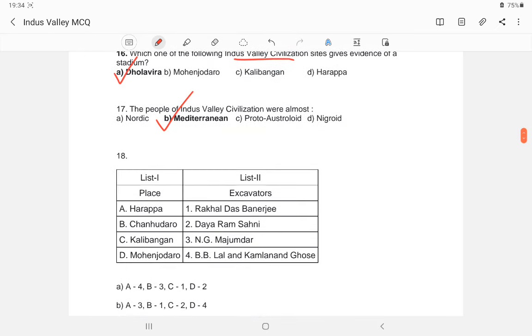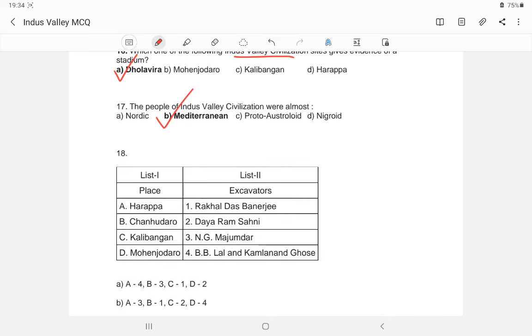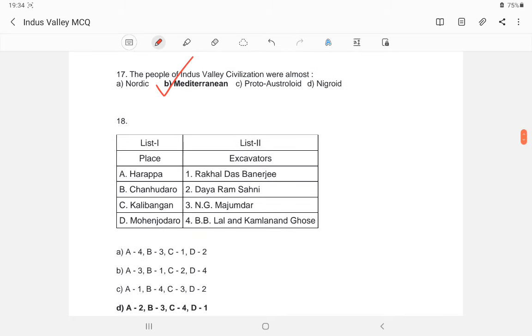Next, who excavated Harappa? It was Dayaram Sahni. Kalibangan was excavated by B.B. Lal and it is N.G. Majumdar who excavated Kalibangan. It is B.B. Lal, and Mohenjo-daro was excavated by R.D. Banerjee, that is Rakhal Das Banerjee.